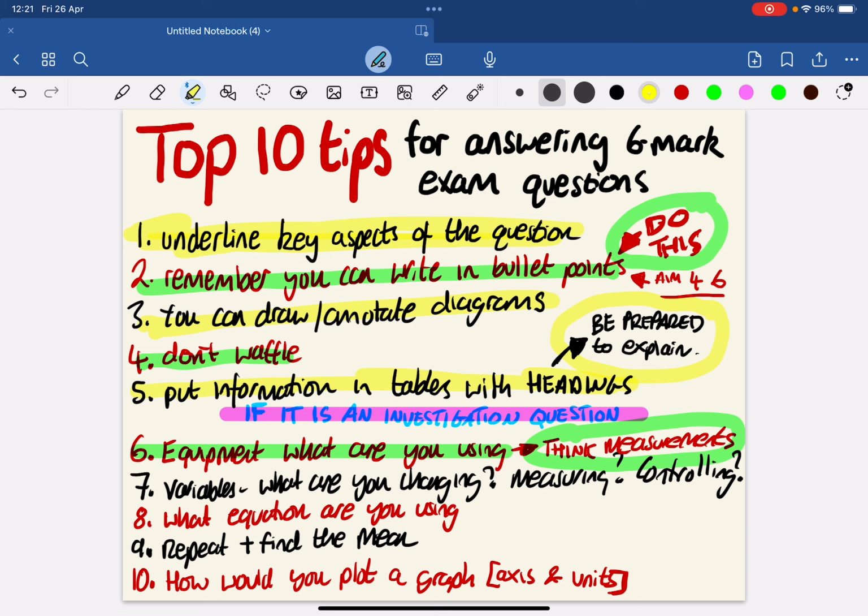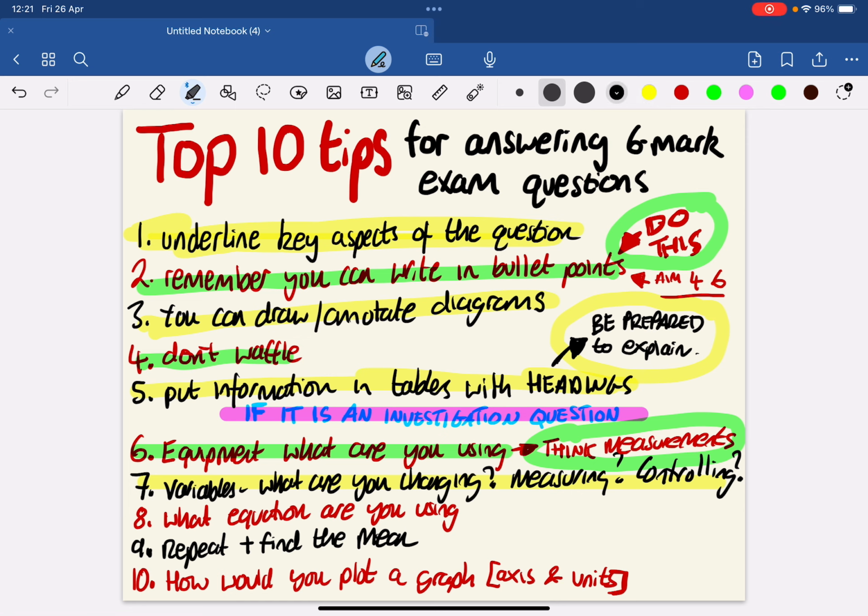And then think about your variables. Your independent, your dependent, and your control variables. So your independent variable is what you change. And that potentially is what's going to go on the x-axis of your graph. What you're going to measure and record, that's your dependent variable. It's dependent on the independent variable. And then we've got your control variable. So what we're going to control. And think, why are we going to control it?